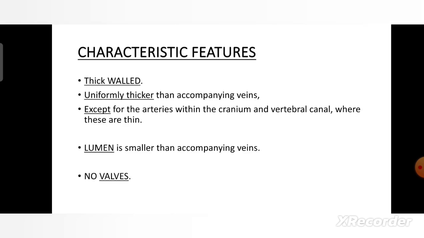So first are the characteristic features of the arteries. They are thick-walled and uniformly thicker than accompanying veins, except for the arteries within the cranium and the vertebral canal, where these arteries are thin. In arteries, the lumen is smaller than the veins, and there are no valves present in the arteries, but valves are present in the veins.